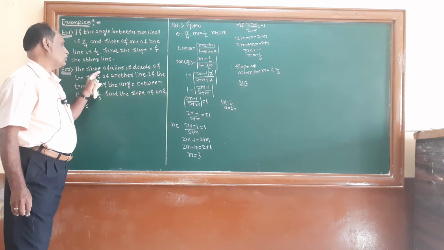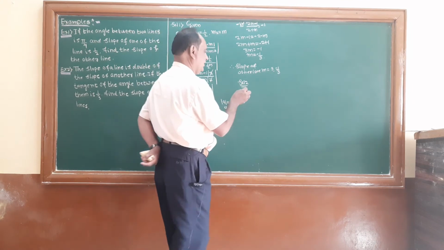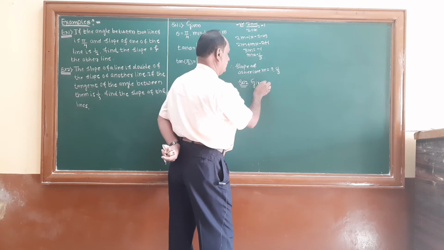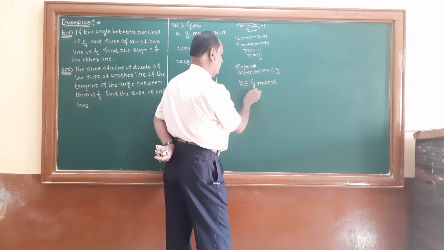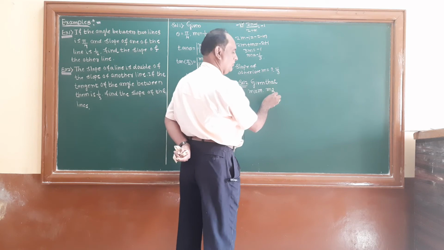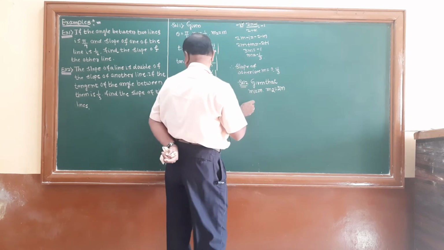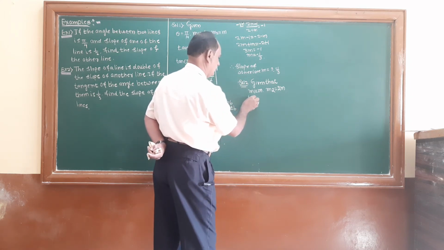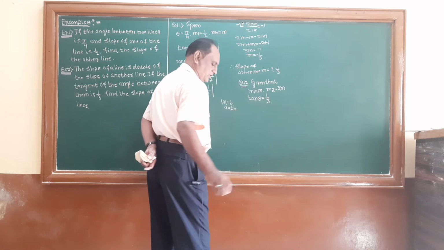Very simple, the slope of a line is double the slope of the other line. It means, for the second problem, given that m1 is equal to, suppose, m, and m2 is equal to double of m. The tangent of the angle between them, tan theta, is equal to 1/3, is given.